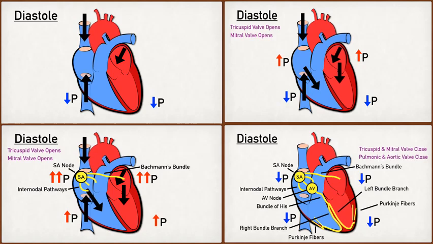Atrial and ventricular diastole, both atria and ventricles relax and fill with blood. Valves. AV valves open, letting blood flow from atria to ventricles. Semilunar valves close to prevent blood from flowing back into the heart.